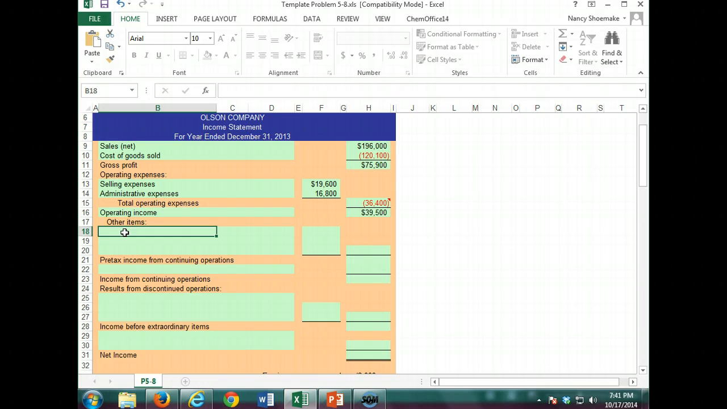Now we have other items. These are other items related to continuing operations, right? Remember, these items relate to investing and, what's the other portion of the cash flow statement? Investing and financing. Up top were all the operating. Now we have investing and financing. What items would be related to investing and financing? Any ideas, guys?